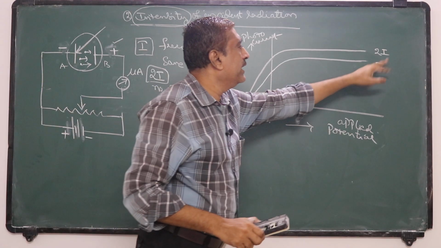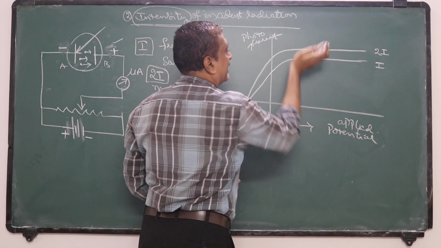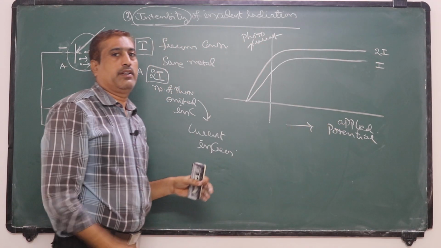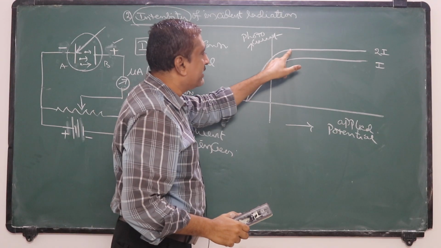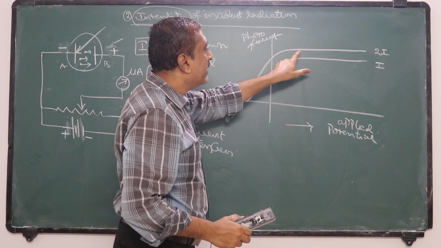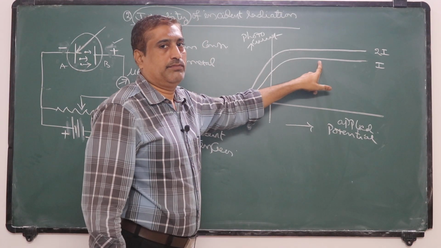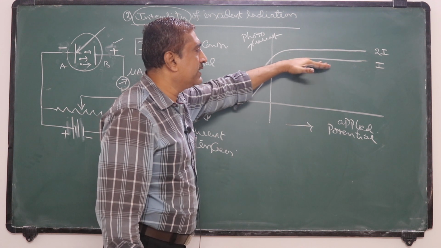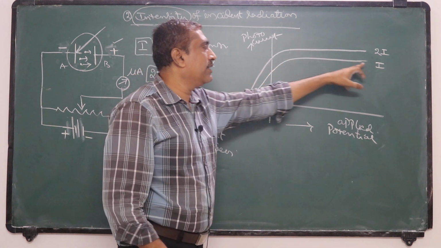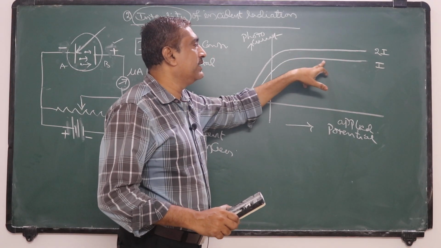If we double the intensity, then what happens? The current increases but exhibits the same behavior as this. That means in this case also the current increases and reaches a saturation value, but this saturation current is greater than that of this one. When the intensity of light is increased, the current increases in the same ratio, but the saturation current is greater than in this case.